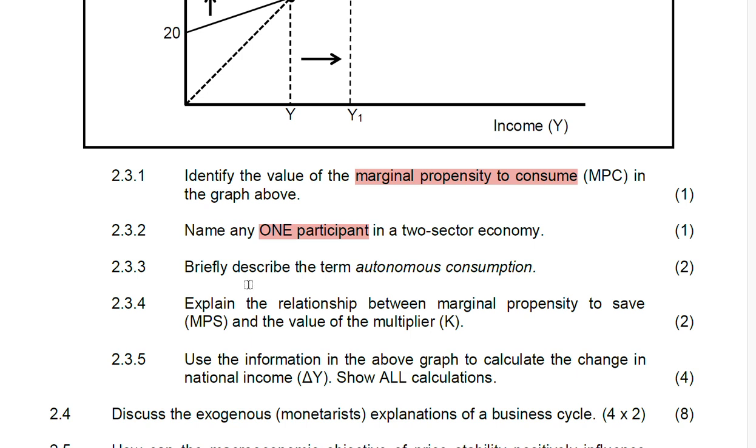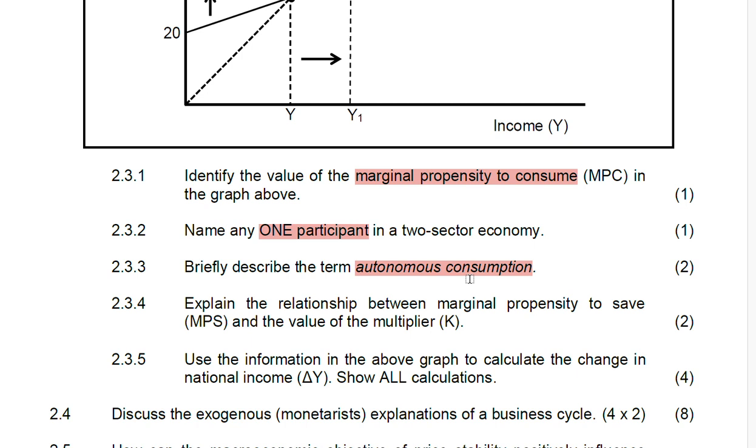2.3.3, briefly describe the term autonomous consumption. Autonomous consumption is the level of consumer spending that is independent of the level of income. We can make an example. The payment for shelter. You need shelter regardless of whether you have income or not. The food. You need food regardless of the income level that you have. Obviously, the food might differ. However, at the end of the day, everyone will be eating food.